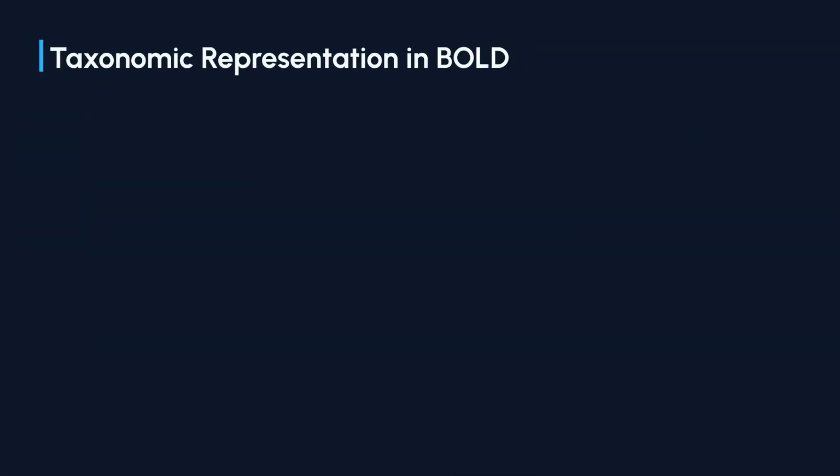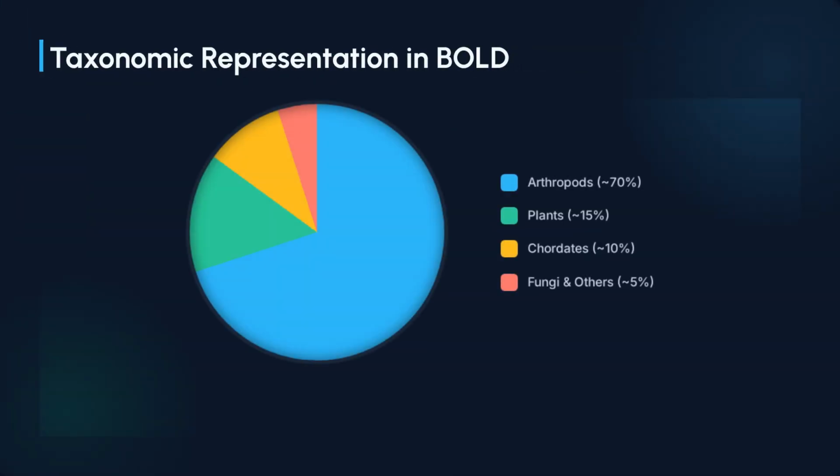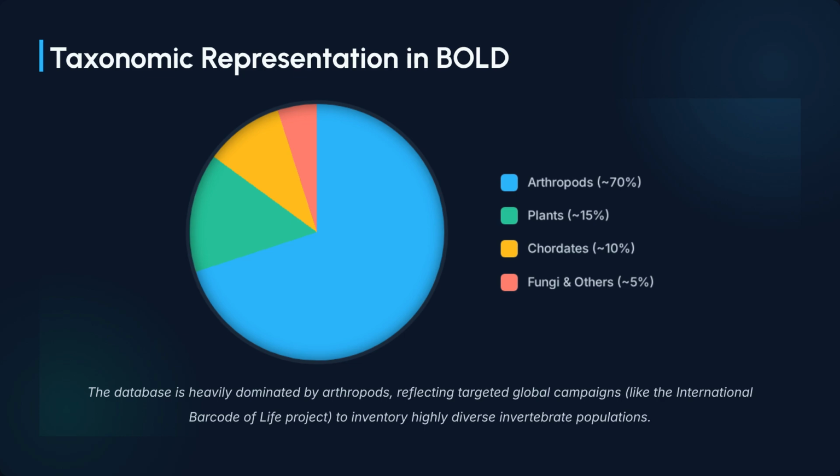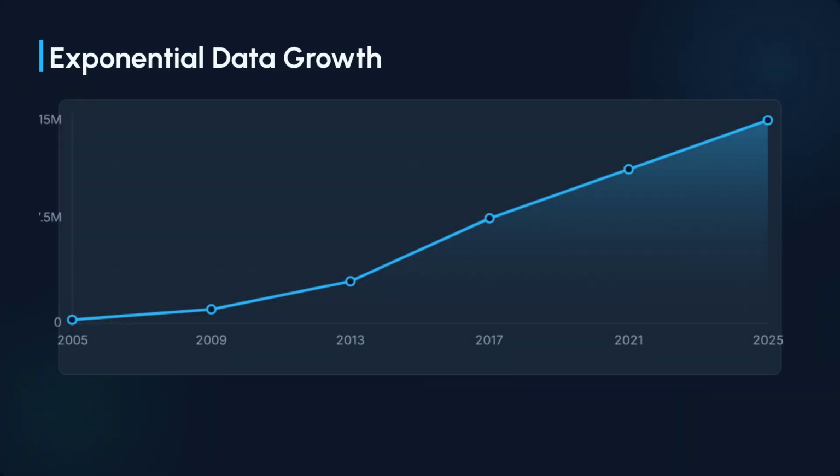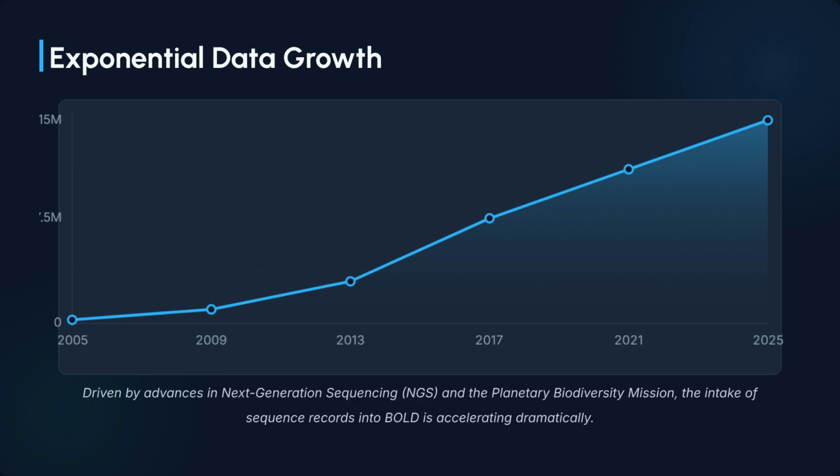Taxonomic representation in BOLD is heavily dominated by arthropods, making up around 70%. Plants, chordates, fungi, and others represent the remaining records. This reflects global campaigns focused on invertebrate populations. BOLD is experiencing exponential data growth. The intake of sequence records is accelerating dramatically, driven by advances in next-generation sequencing and the planetary biodiversity mission.